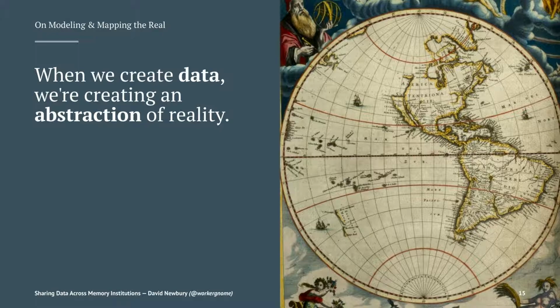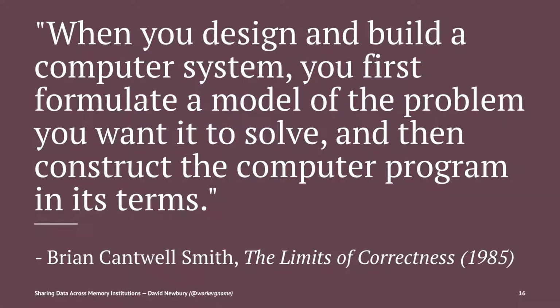And when I do that, I have to take that reality that we're all describing and make it abstract, make it simple, make it really dumb and stupid and remedial. Because Brian Cantwell Smith, who's one of my favorite philosopher computer scientists, says that when you design and build a computer system, you first have to formulate a model of the problem you want it to solve, and then construct the computer program in those terms.